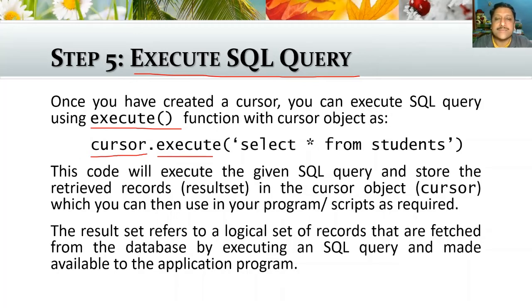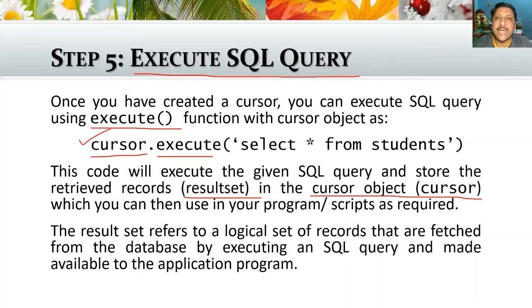Now this code will execute the given SQL query and store the retrieved records, the result set, in the cursor object. So when this statement is executed, the records selected from the table student will be collected in the cursor. Now this cursor is known as a result set because it contains a set of records.